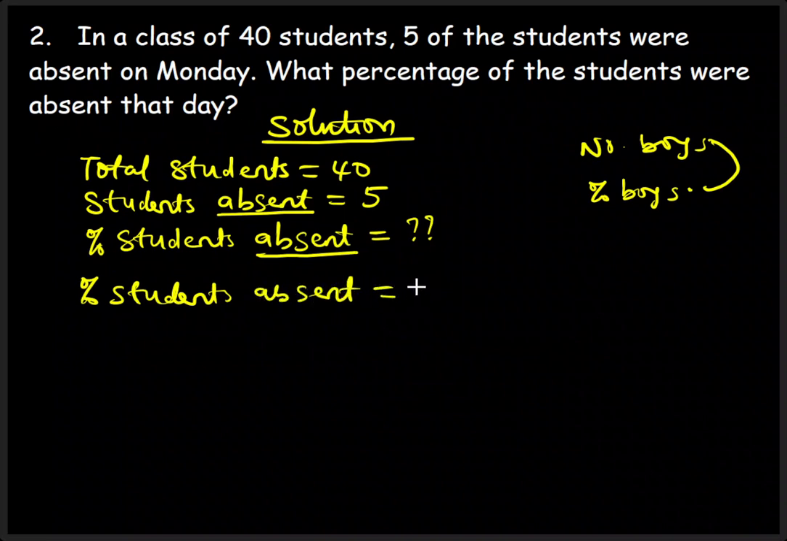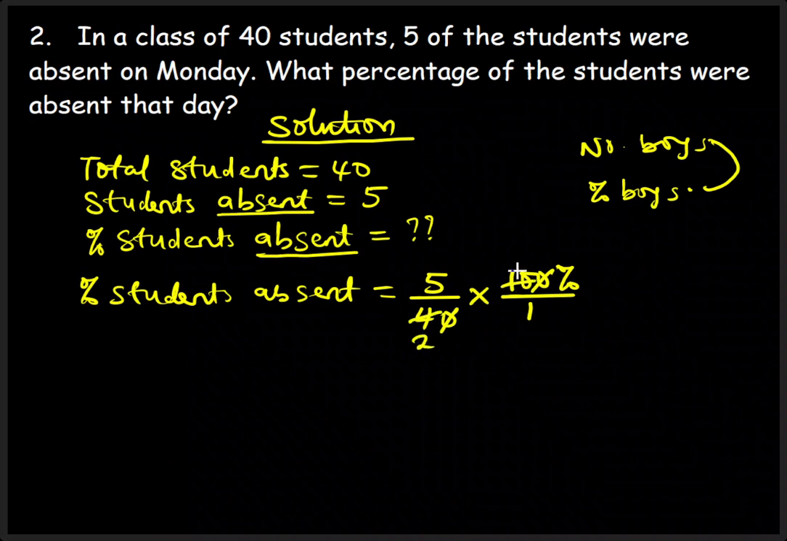So let's see how to find the percentage of students absent. That will be equal to the number of students absent, which is 5, all over the total students, which is 40, then times 100% all over 1. So 0 cancels 0, 2 here, 2, 2 here, 5. So that will give us 25 over 2%, which is equal to 12 and 1 over 2%, which is the same thing as 12.5%.